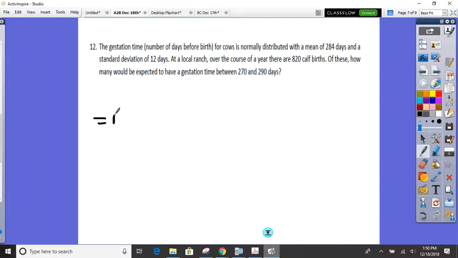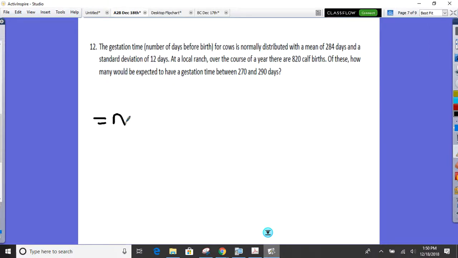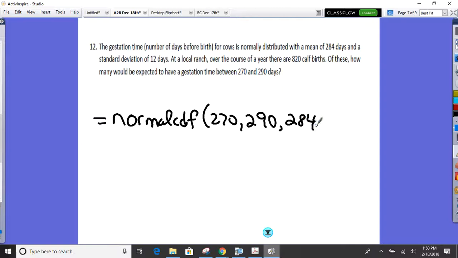But there should be no E99 on this problem. That's why I picked it. Because what is your lower and upper that they give you? 270 for your lower, 290 for the upper. Mean of 284 and a standard deviation of 12.